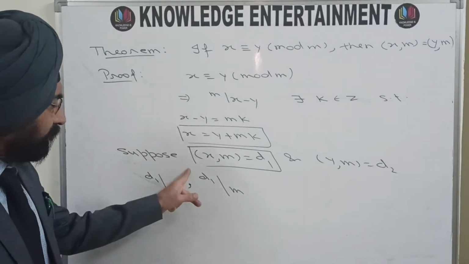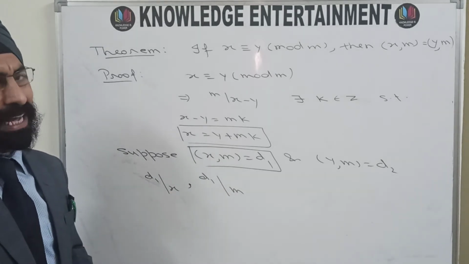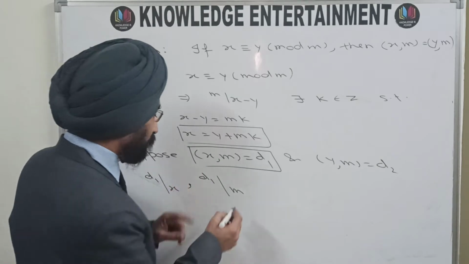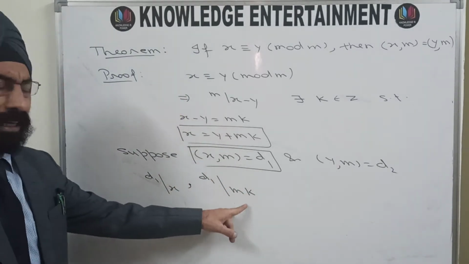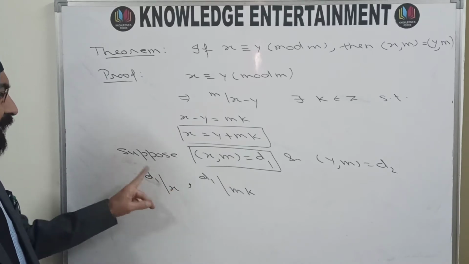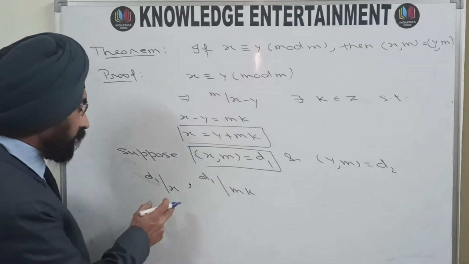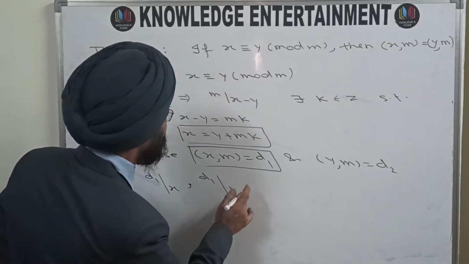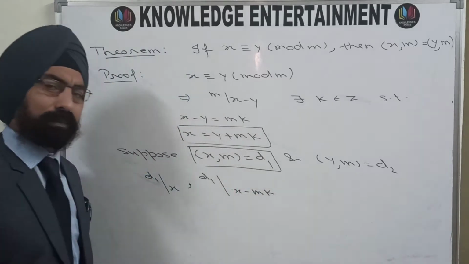Now if d1 divides m, then d1 divides every multiple of m, and mk is also a multiple of m, so d1 must also divide mk. Now d1 divides mk and d1 divides x. If d1 divides x and d1 divides mk, then d1 must also divide their difference, so d1 will divide x minus mk.